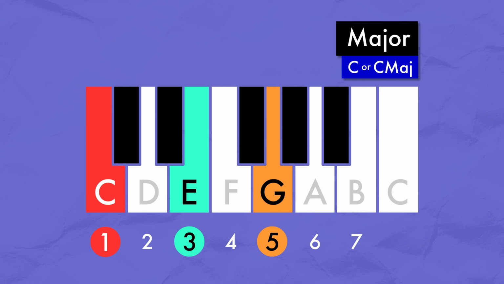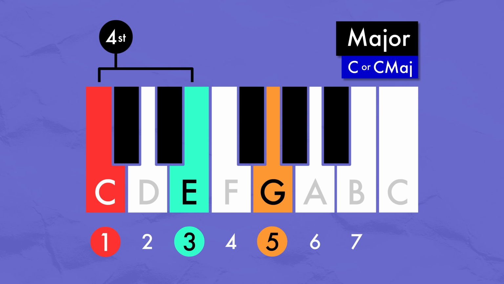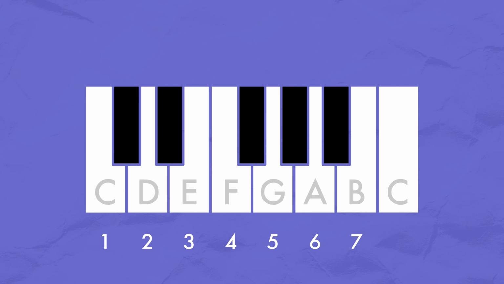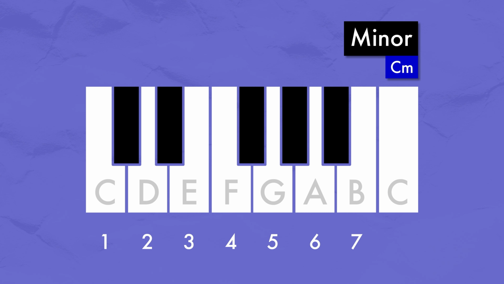If that still feels too complicated for you, you can also think of the distances in semitones. So from the root C, we go up 4 semitones to the third, and 7 semitones from the root to the fifth. That's it for the major chord. Super simple and resolved. But now let's take a look at its counterpart, the minor chord.